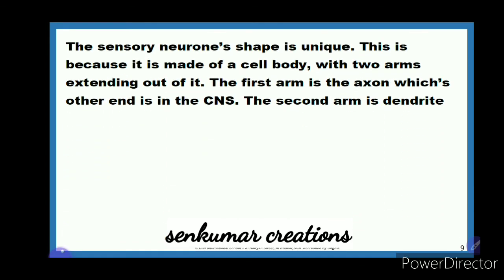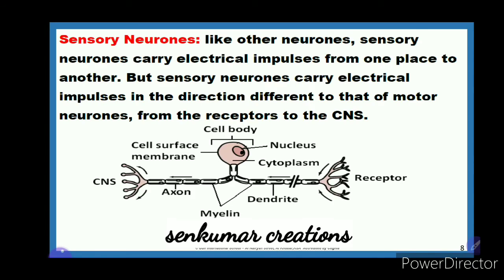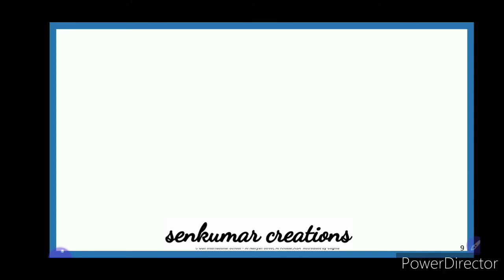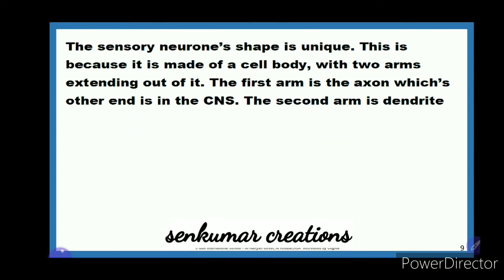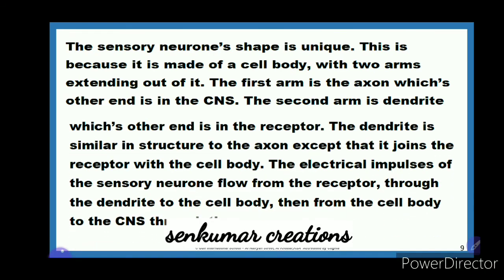So the sensory neuron's shape is unique. This is because it's made of a cell body with two arms extending out of it. The first arm is the axon, whose other end is in the central nervous system. The second arm is the dendrite. You can see this picture very clearly: on the left side is the axon and on the right side is the dendrite. The axon's other end is in the CNS, and the dendrite's other end is in the receptor.